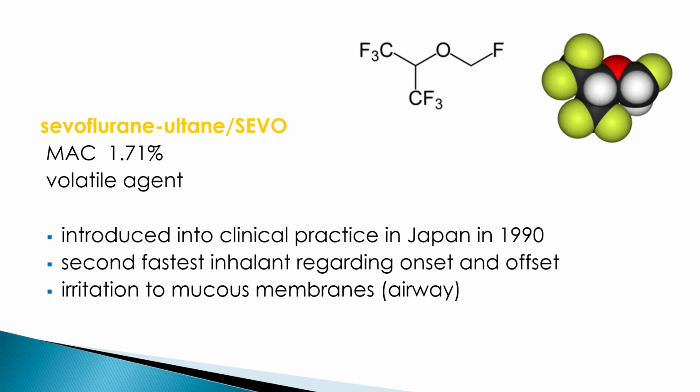The next two are going to be newer drugs, sevoflurane or Ultane. We call it Sevo. A MAC is 1.71%. This is also a volatile agent. It was introduced around 1990. It's the second fastest inhalant regarding onset and offset, meaning you give them the Sevo, they fall asleep, you turn it off, and they wake up.